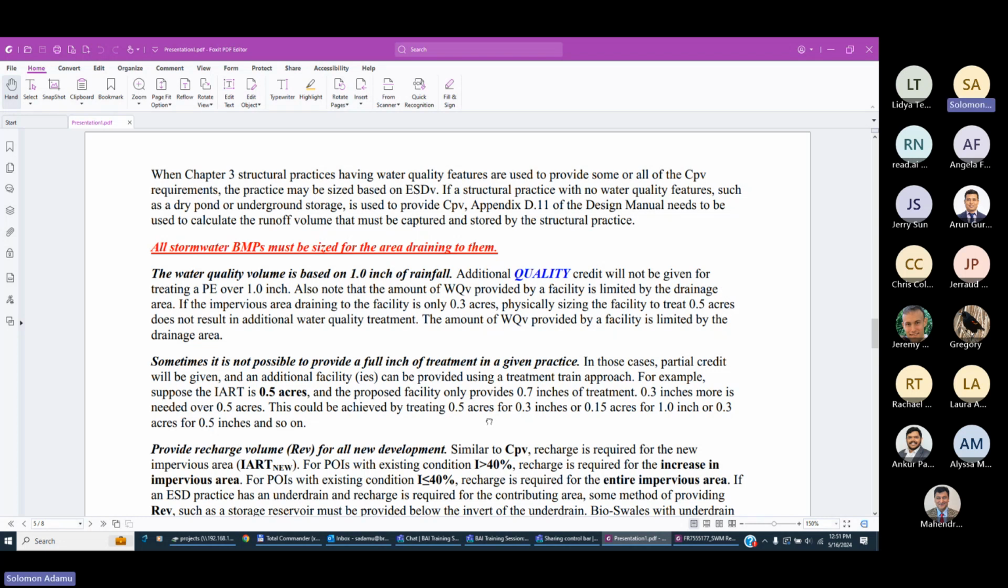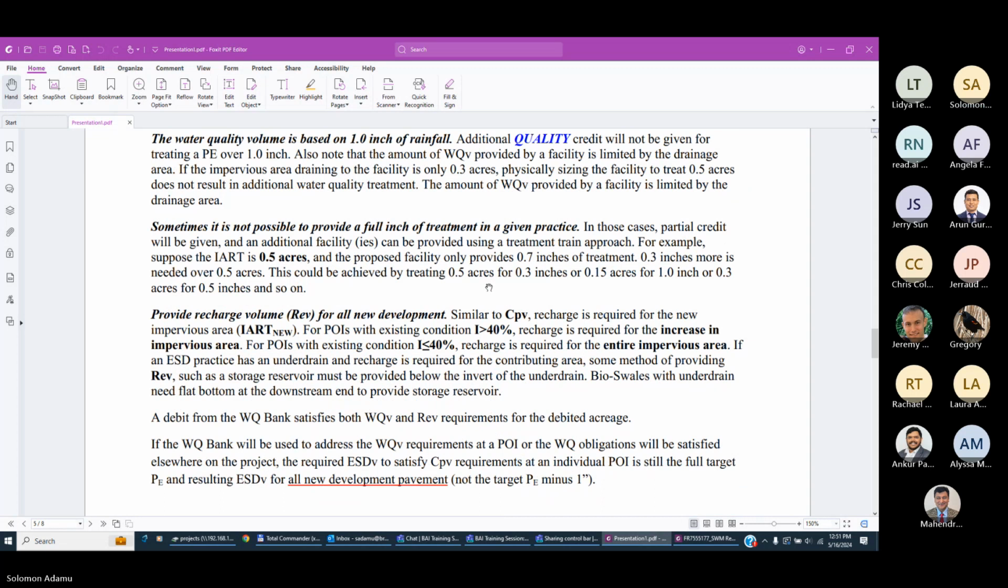All right, so a debit from the water quality bank satisfies both the water quality and recharge requirement. Can we talk a little about recharge volume? What is it?